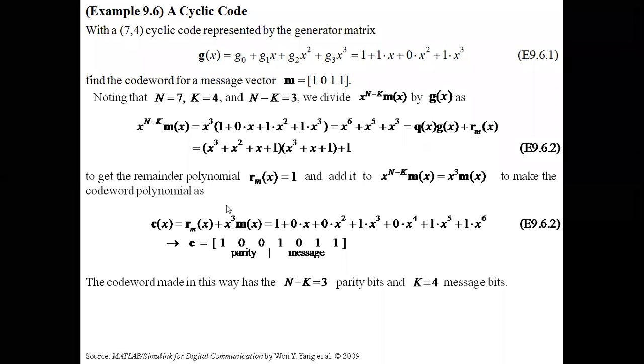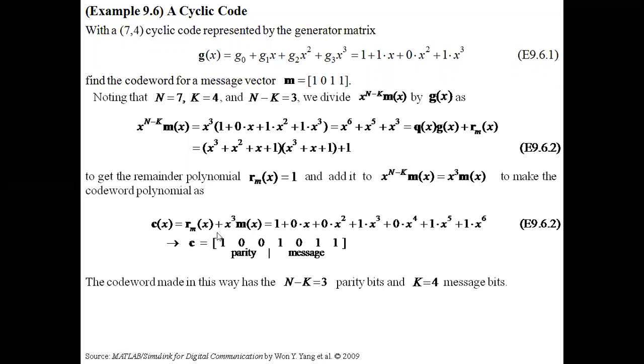Once you divide, r of x is 1. Then r of x plus x to the power n minus k m of x is the code word. That is c of x in this example. So now r of x is 1, so 1 plus 0 into x plus 0 into x square plus 1 into x cube plus 0 into x to the power 4 plus 1 into x to the power 5 plus 1 into x to the power 6. Now the vector form is 1 0 0 1 0 1 1.